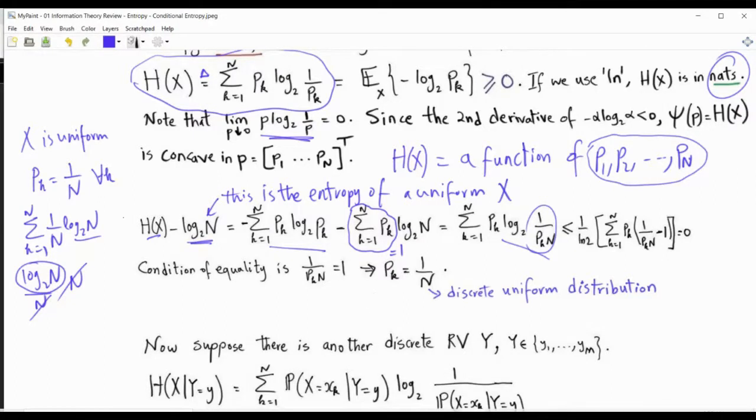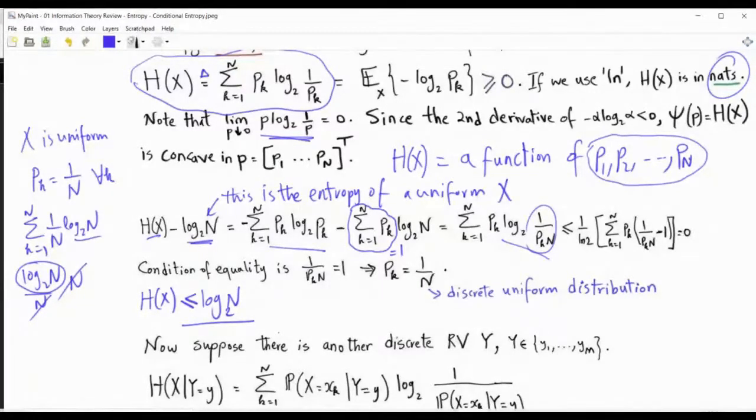So that's very nice, because it tells you that h of x is always less than or equal to log n to the base 2, an upper bound on the entropy. It means that among the discrete random variables taking n values, the one with the most entropy is basically the uniform one. So it's an upper bound on any entropy, and we are sure about this.